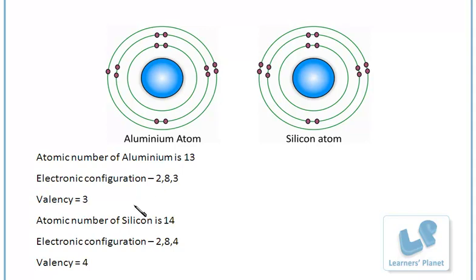In order to attain 8 electrons, or the noble gas configuration, in its outermost shell, what can the aluminium atom do? It can lose 3 electrons, forming an Al3+ ion plus 3 electrons. Now why this plus? Why is there a positive sign? This is called a cation. The ion formed by loss of an electron is called a cation.